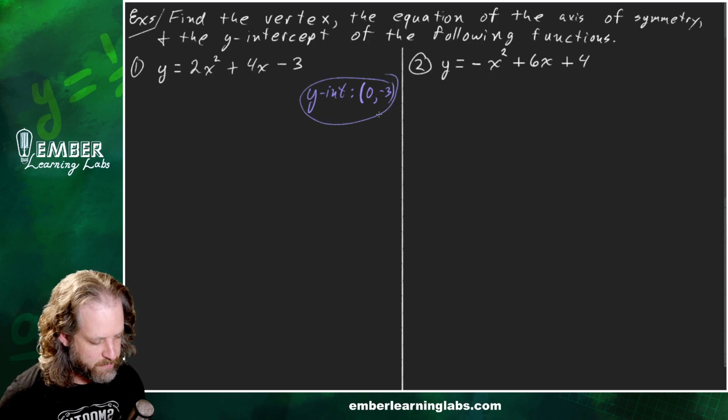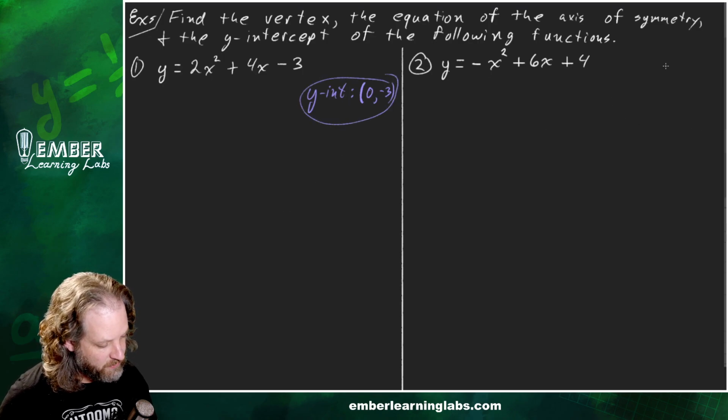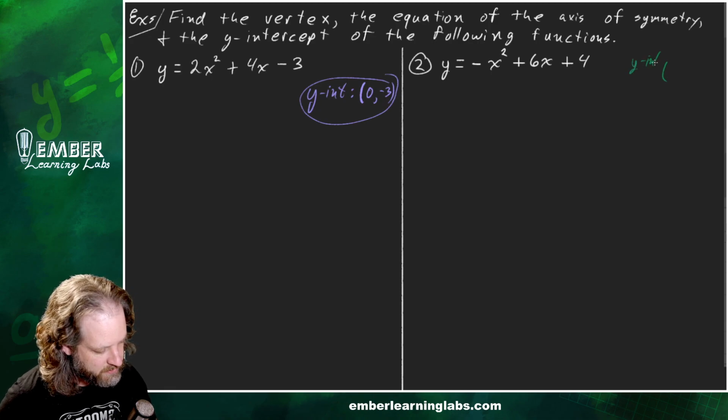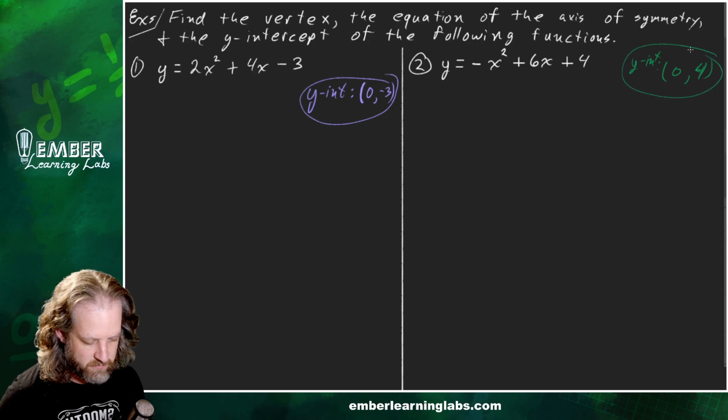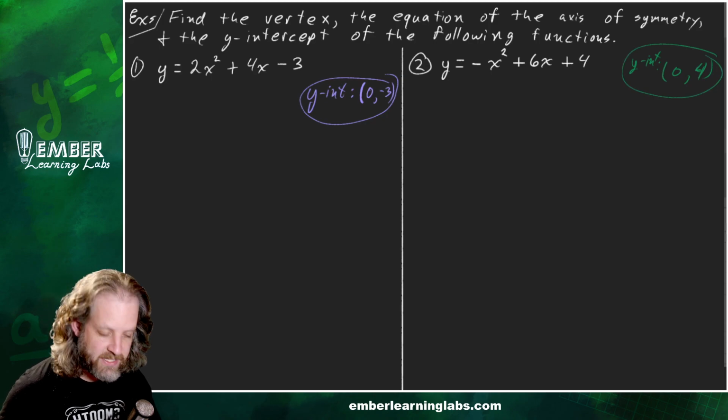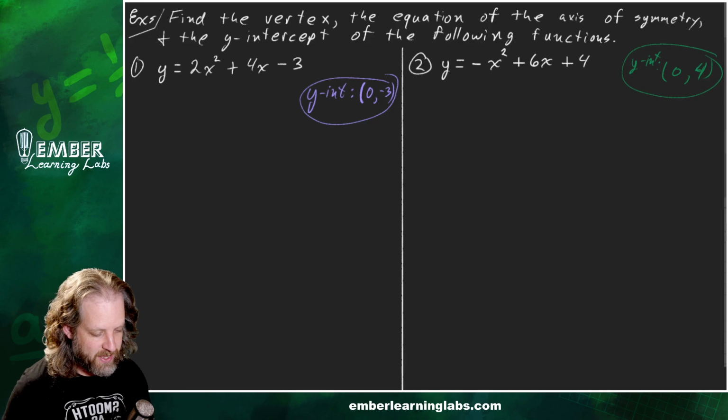That's easy peasy. The y-intercept of this one would be (0, 4). Right? Easy peasy. No big dealio. That's no problem. Get that out of the way, take it off.